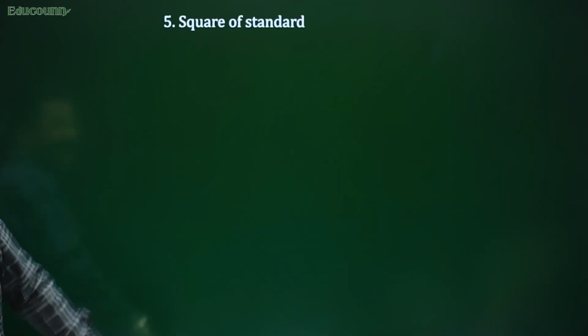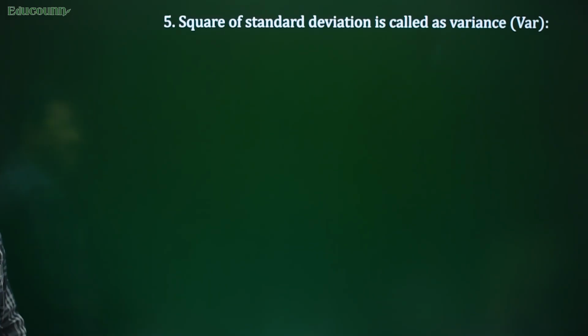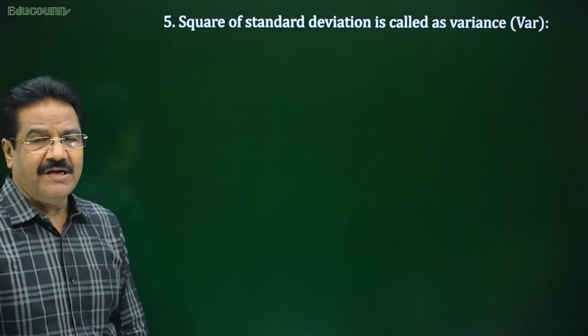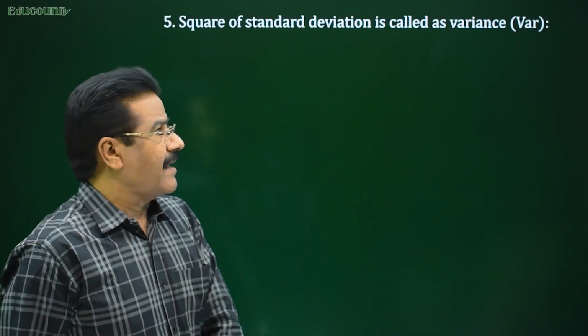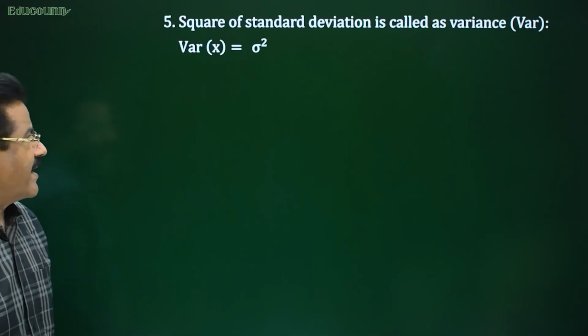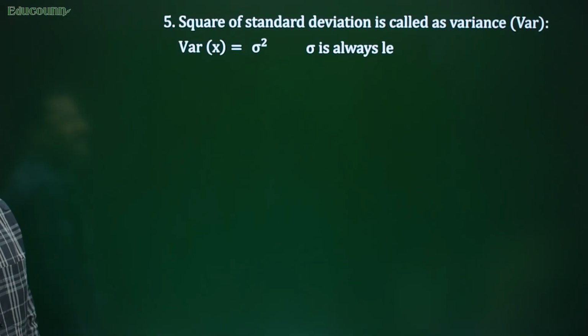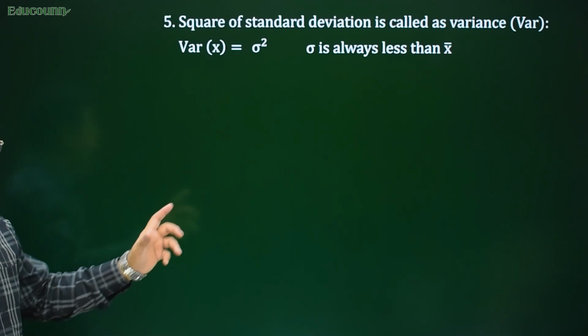Now let us take one important definition, that is of variance. The square of standard deviation is called variance, and it is denoted by VAR. So variance of x is given by sigma square. Sigma is always less than x bar, as I told you at the start of this topic.